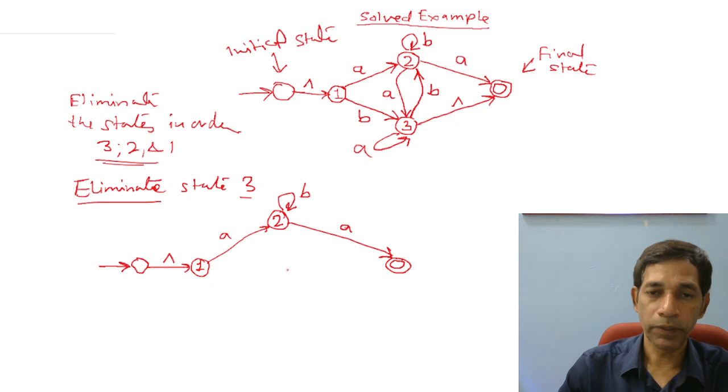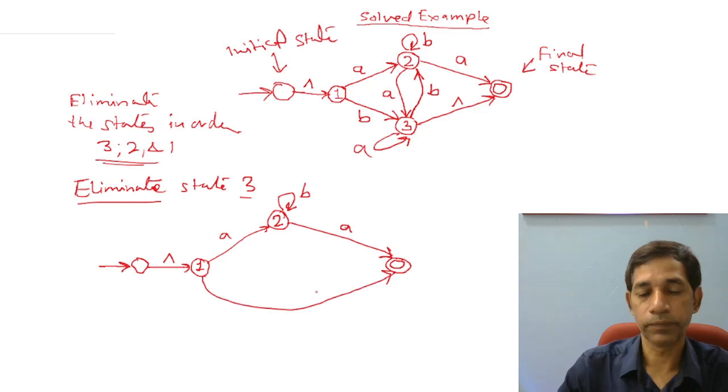We are going to eliminate state 3, so state 3 will not be here now. We are going to bypass this. Once you bypass it, you have to join the incoming edges and outgoing edges. So we have the direct edge from 1 to the final state.